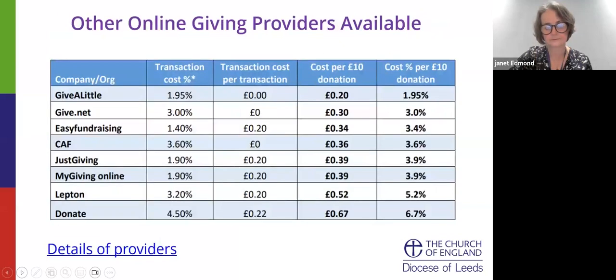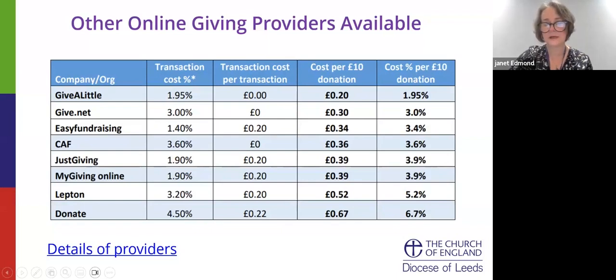Okay. So I'm talking about Give a Little as the online giving provider, but there are others available. Give a Little works with parish buying, and you get a very good transaction rate with Give a Little through parish buying. You can see on this table here a number of other giving providers, like Just Giving, like Easy Fundraising. Give a Little is at the top here, and their transaction rate is 1.95% for every transaction that comes through your online giving page.